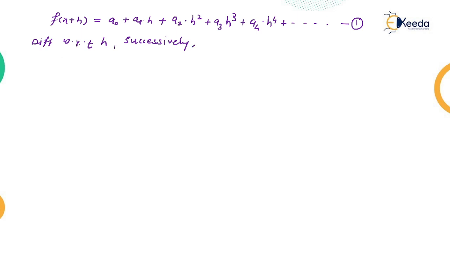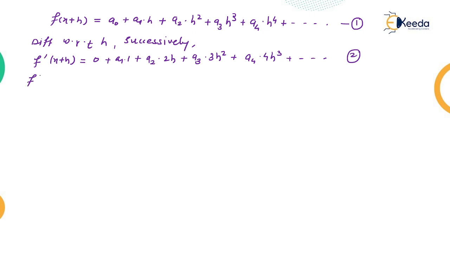If you take the first order derivative, f dash of x plus h is equal to, guys, a naught differentiation 0, plus a1 into h, differentiation is only a1 because the derivative of h is 1, plus second differentiation a2 into h square, which gives a2 into 2h, plus next a3 into 3h square, plus next a4 into 4h cube, plus and so on.